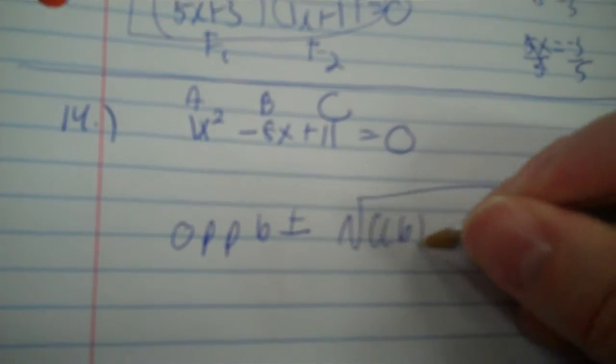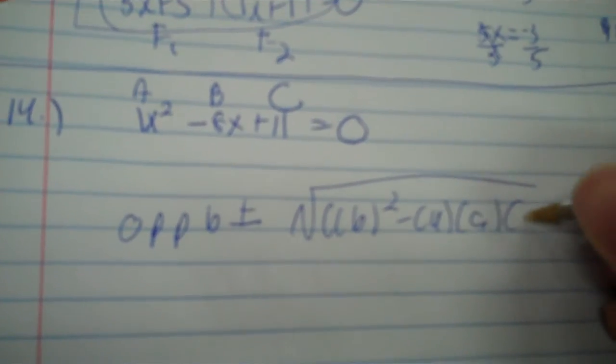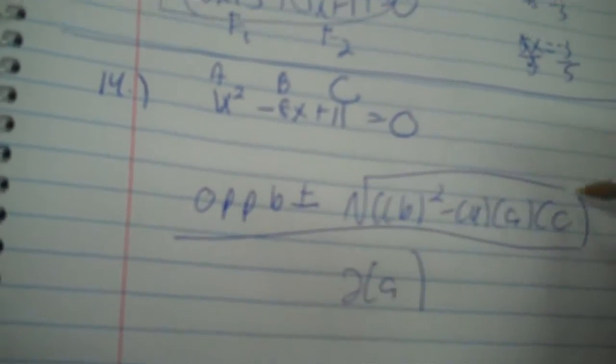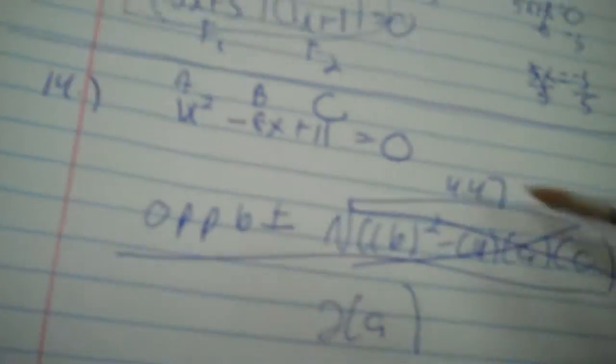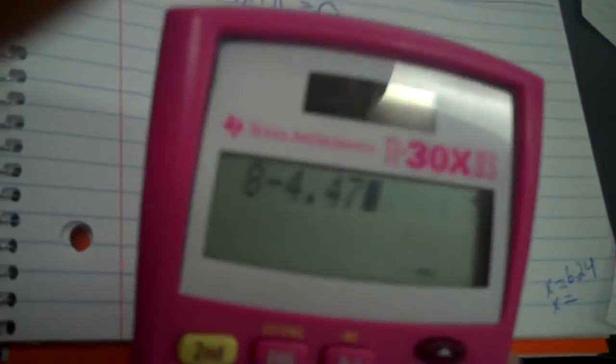Opposite of b plus or minus the square root b squared minus 4ac over 2a. Ditch that square root. You just plugged it in. It's 4.47. Put it on the top. And also when you put it on top, don't square root it. Okay, I just square rooted it on a calculator. Opposite of b is 8, and then a is 1. 2 times 1 is 2. So you go 8 plus 4.47 divided by 2, 6.24. 8 minus 4.47 divided by 2, 1.77.